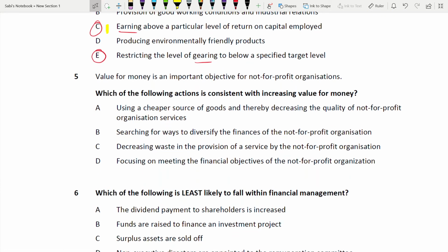Value for money. We studied it in our last lecture, lecture 7, right? Where we studied non-profit organizations. There we studied what is value for money and the 3 E's and all. So value for money is an important objective for not-for-profit organizations, right? Which of the following actions is consistent with increasing value for money? Consistent. Increasing value for money.